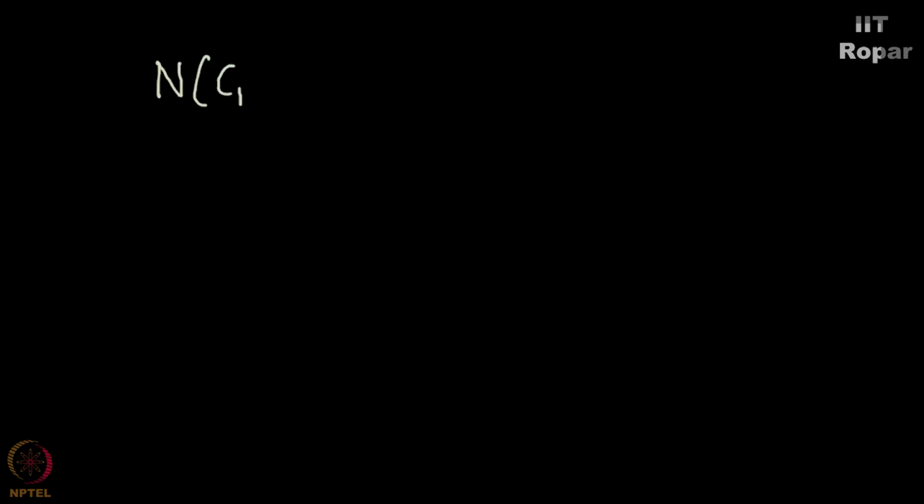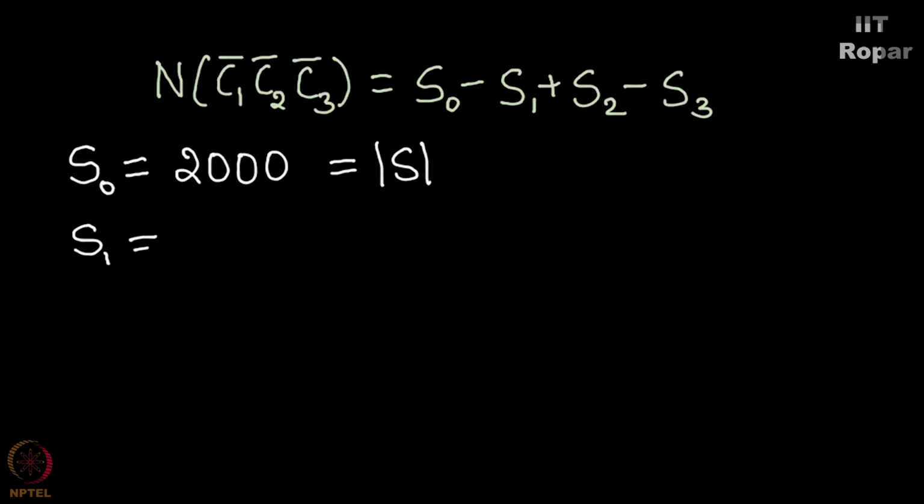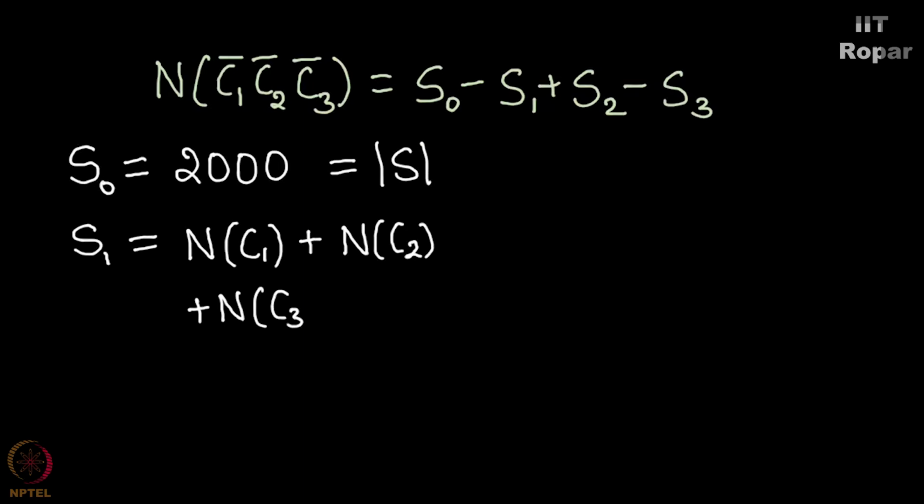So in order to find out n of C1 bar, C2 bar, C3 bar, you must know what is S0, S1, S2, S3. Why? Because n of C1 bar, C2 bar, C3 bar is equal to S0 minus S1 plus S2 minus S3. I hope all of you know what is S0, S1, S2, S3. If not, you can follow in the further steps. S0 here happens to be 2000, which is the cardinality of S. Now, S1 is n of C1 plus n of C2 plus n of C3.